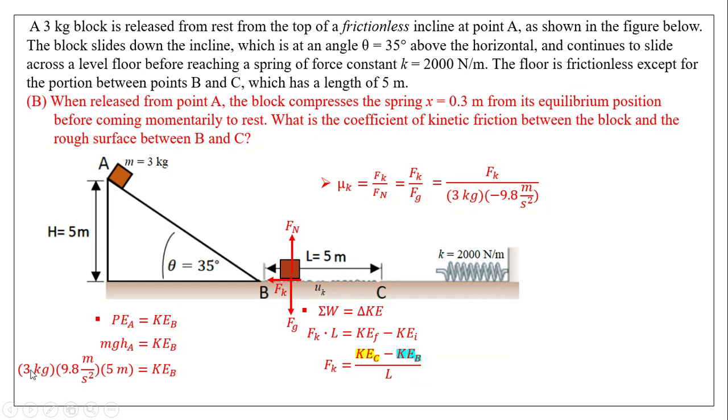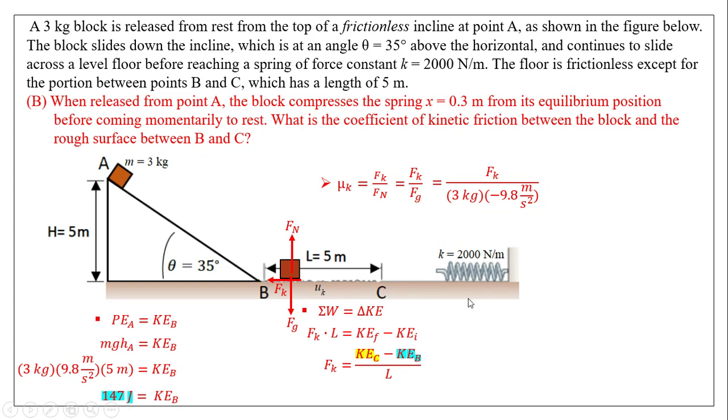I'm just going to plug that in. M being 3, 9.8, h being 5. And then KEB, as we found actually in part A, if you were paying attention, is 147 joules. All right. Now, we know KEB, we know L. The only thing we're missing is KE at point C.